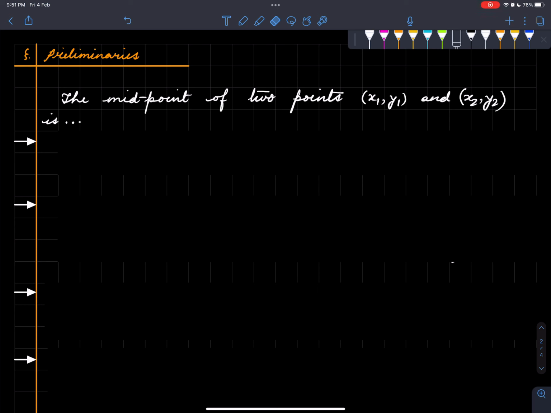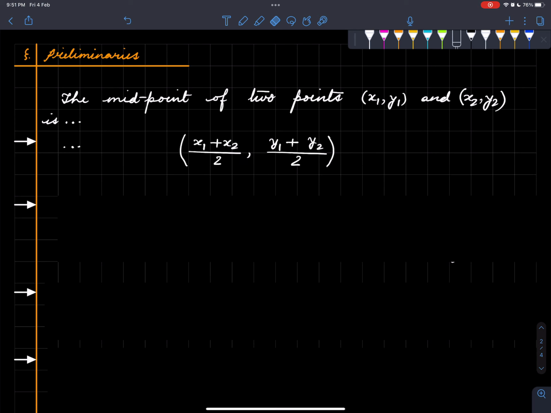So suppose I am given just 2 points whose coordinates are x1, y1 and x2, y2, and right now don't even assume that these are lattice points. These are just on the Cartesian plane. So x1 is a real number, y1 is a real number, and same for x2 and y2. Then the midpoint of these 2 points is given by this formula, and I'm sure this is familiar from high school coordinate geometry.